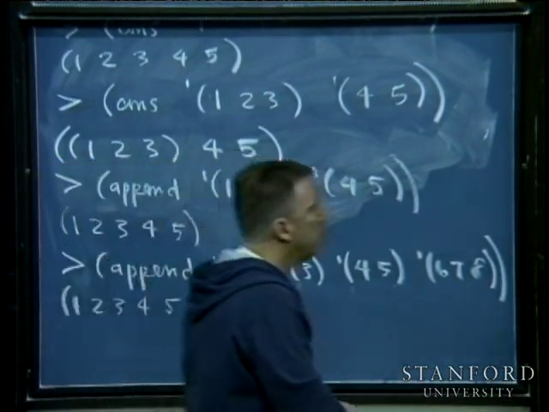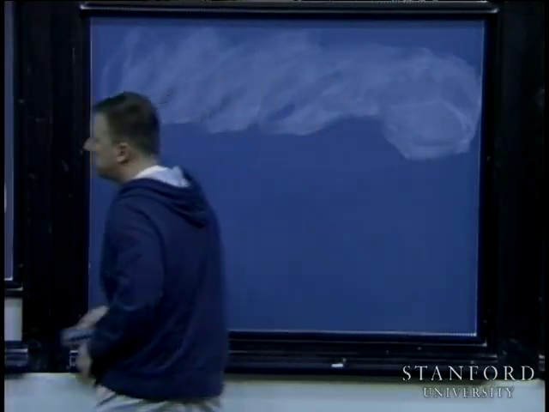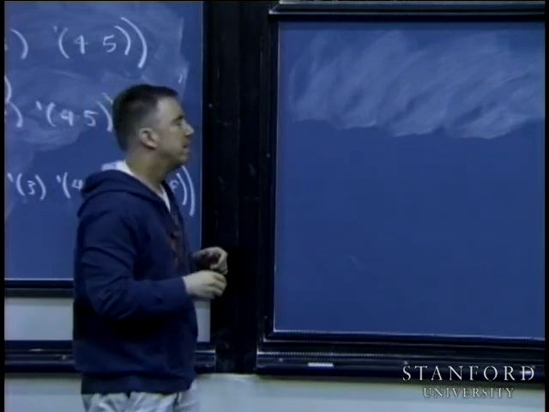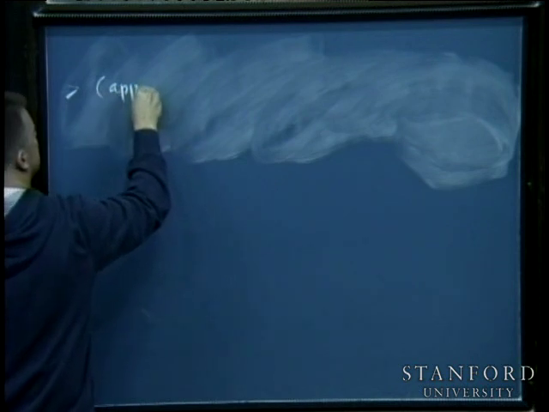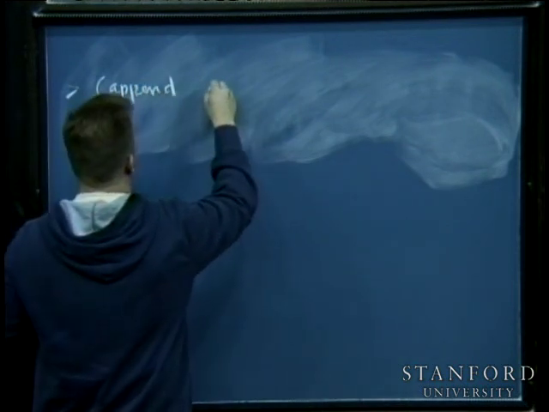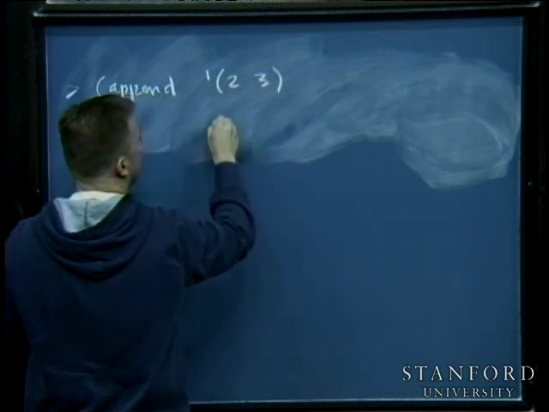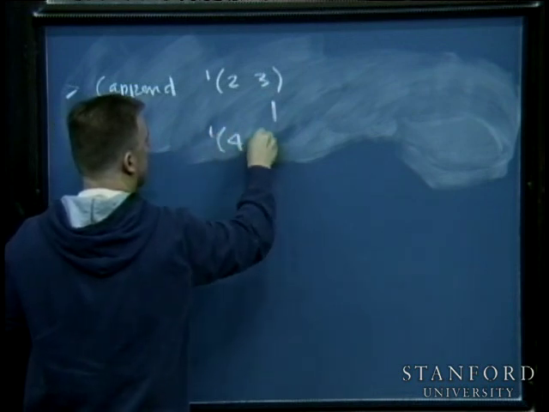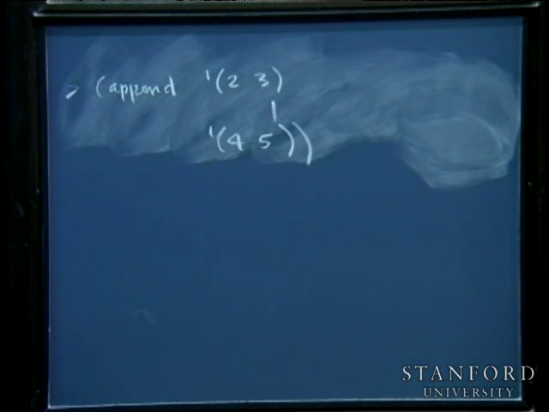If I really wanted to put a 1 in between a 2 and a 3 and a 4 and a 5, I could do this. Append. Let me put the arguments this way. I will just say 2, 3. I will write it incorrectly. I'll say 1, and then I'll put the list 4, 5. And let's just pretend that my goal is to get the list 2, 3, 1, 4, 5 out of that.